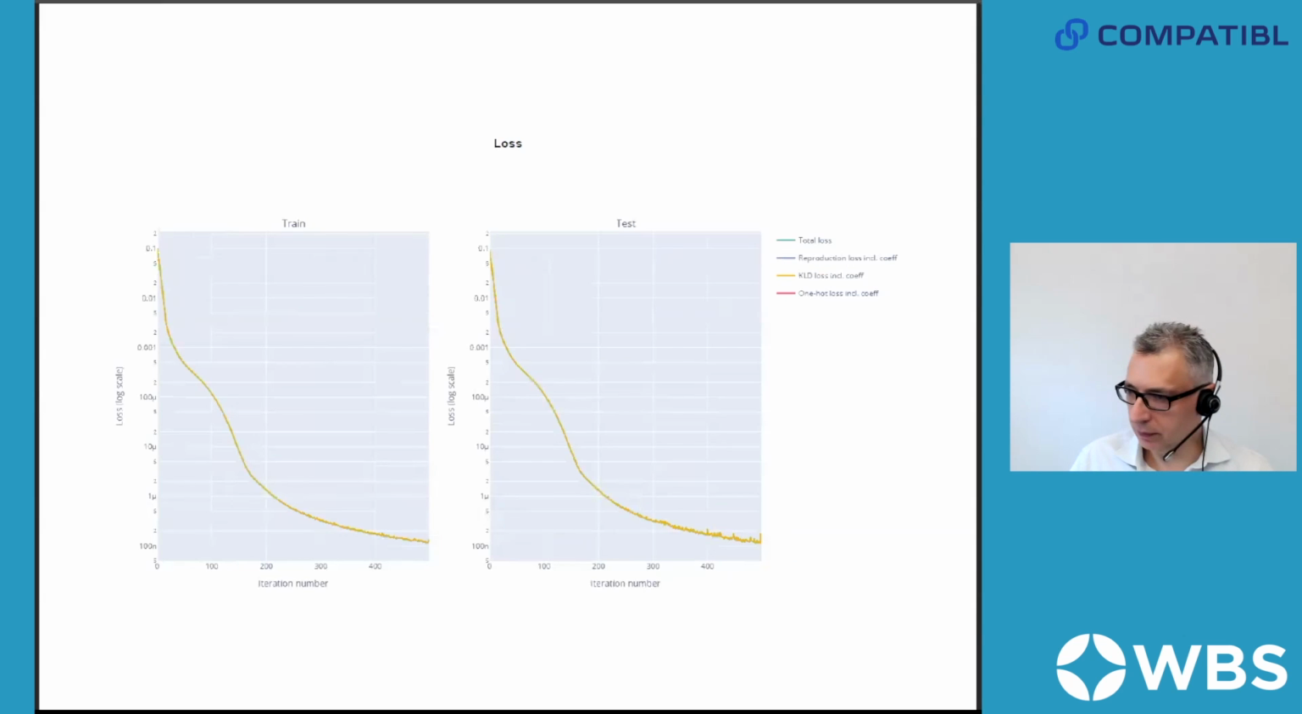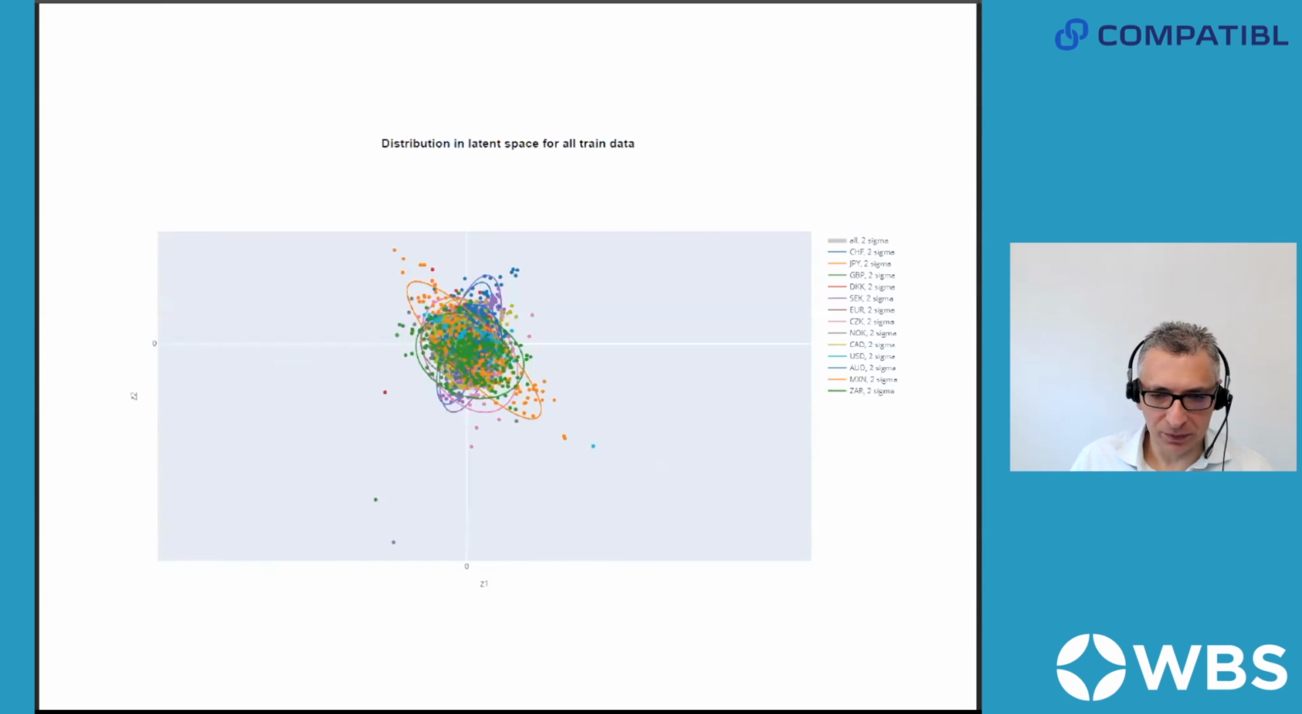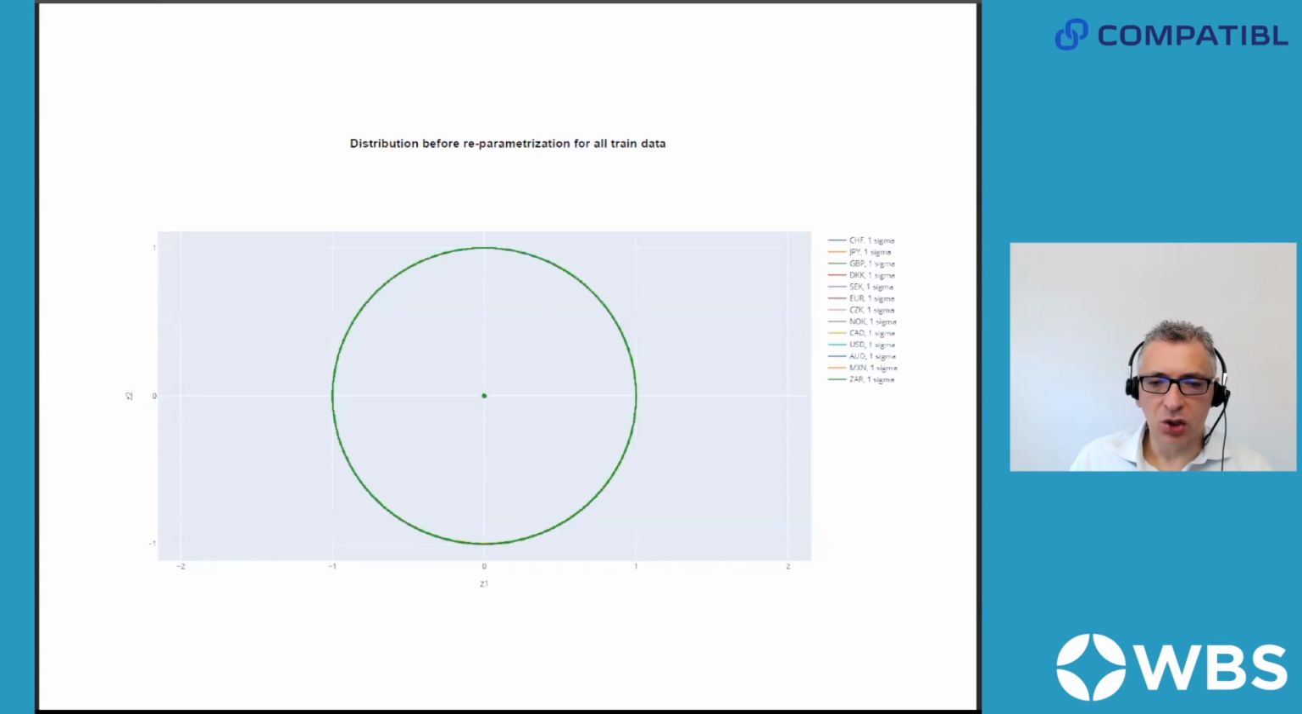Can anyone guess? Any takers? Okay, so we have the perfect circle, which is the standard normal distribution, right? With one standard deviation. Why? Because we ignore the curve reconstruction, we ignore the currency reconstruction. All we want is for all of our data to be encoded into a standard normal, and it is. So the Kullback-Leibler divergence loss is 0. There's no Kullback-Leibler divergence between what comes out and the standard normal.